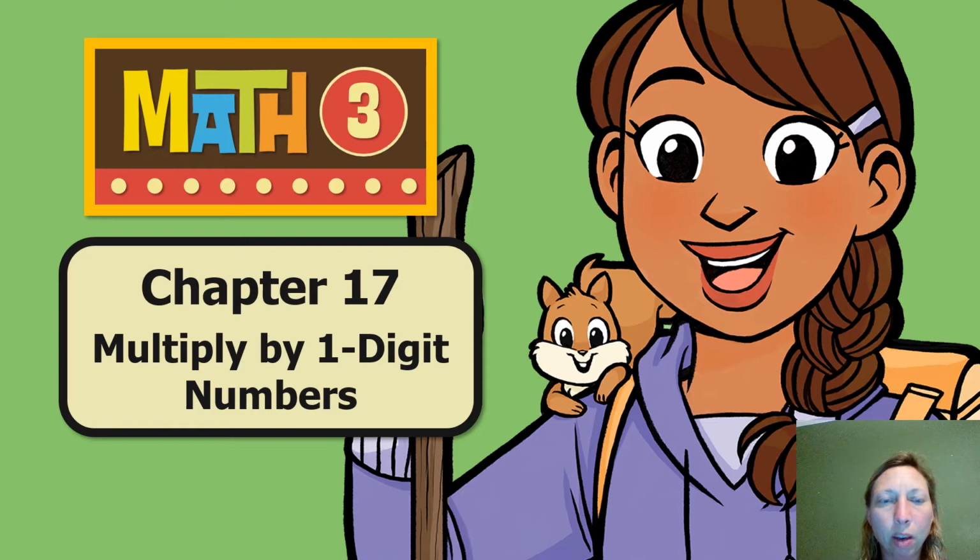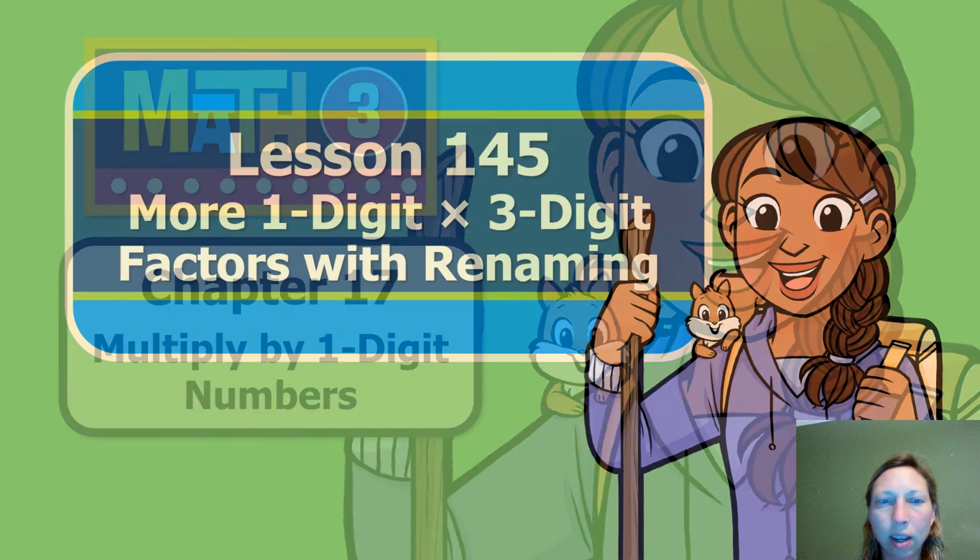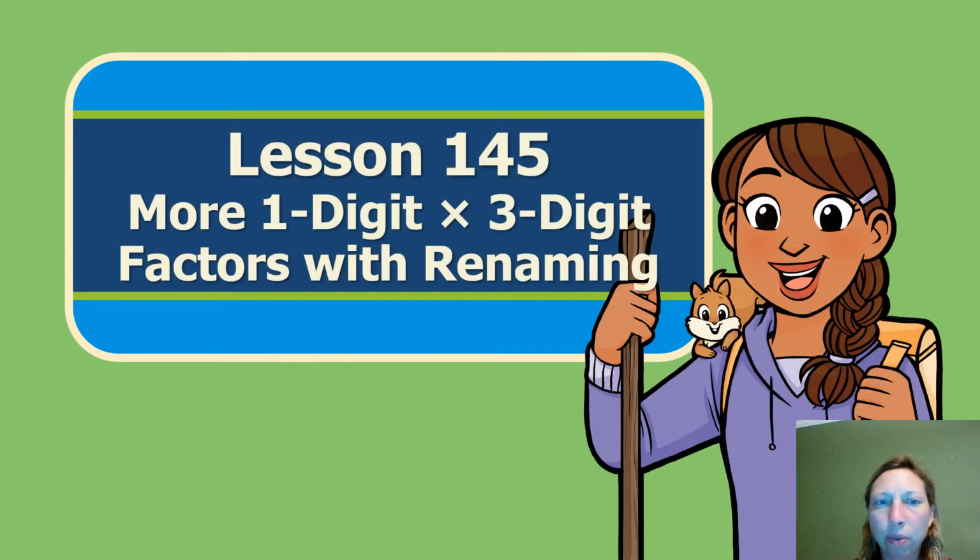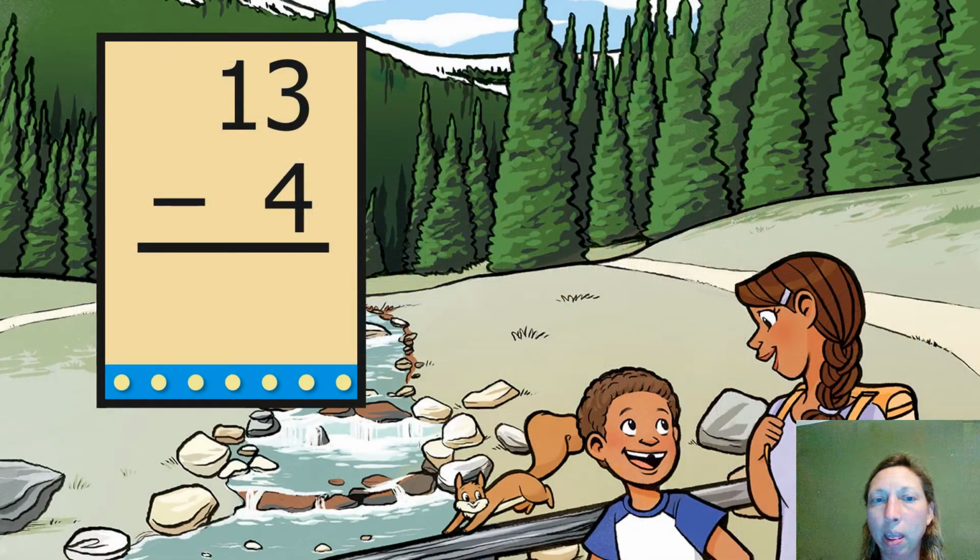So we are still working in chapter 17, lesson 145. So we're doing some more 1-digit by 3-digit factoring. So let's get into this.